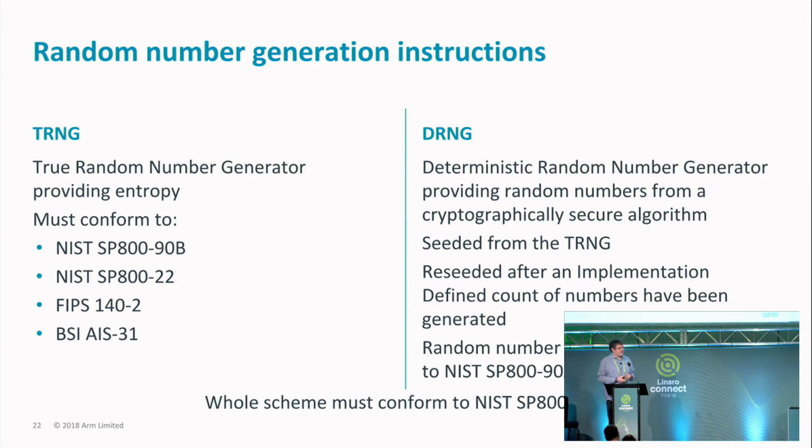What I like is that you say it's a random number generator, it's got a true random number generator, a deterministic one, and then there's this alphabet spaghetti of standards that it's got to comply with. But basically, it's a random number generator provided by a couple of instructions from the CPU.